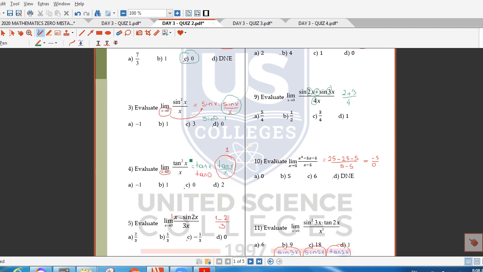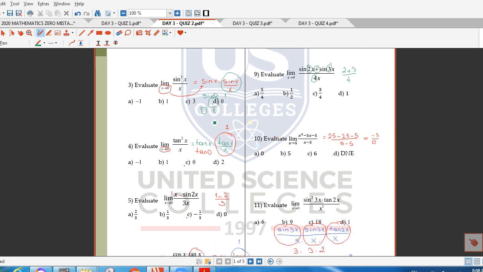Question 3. Limit as x approaches 0 of sine squared x over x. Sine squared means writing sine twice: sine x times sine x over x. You may use x for the first or second sine, no problem. Limit as x approaches 0 of sine x over x is 1. Since the other sine is alone, I need to do substitution. Sine 0 is 0. 0 times 1 is 0, as the answer of question 3.